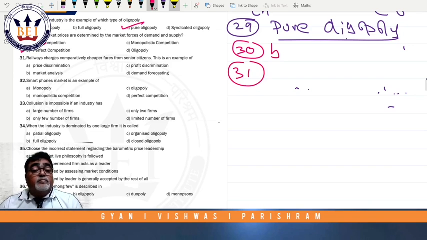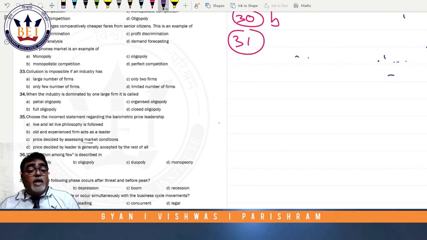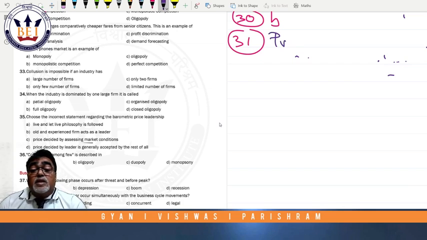31. So I have to write this here. Railway charges comparatively cheaper fares for senior citizens. This is an example of an interesting question, but there is a concept of price discrimination.